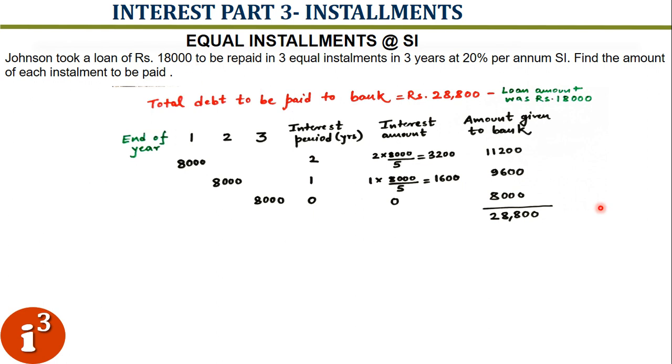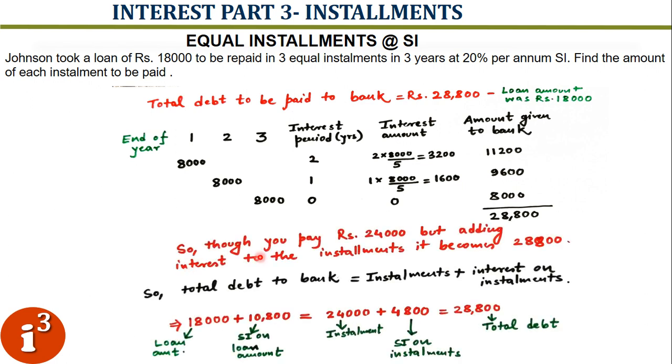So this picture, what is happening, should be clear in your mind. Once this is clear, you will understand this topic very deeply. Okay, so this is what happened. Though you pay rupees 24,000, after adding interest to the installments, it becomes 28,800. So the total debt to the bank equals installments plus the interest generated on these installments.